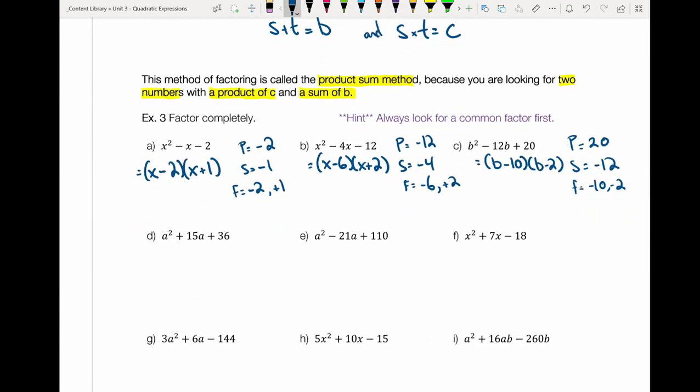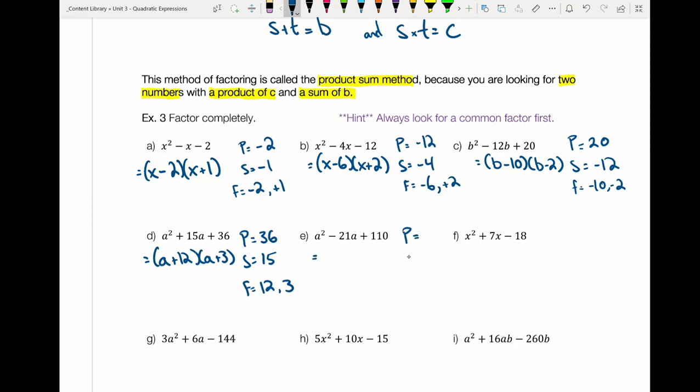For D, again, product, sum. So the product has to be two numbers that multiply to 36, and they have to add to 15. So what two numbers do that? Well, we should find 12 and 3. So my variable is a, so a is going to be first, then my two numbers, so a plus 12 will be one bracket, a plus 3 will be another bracket.